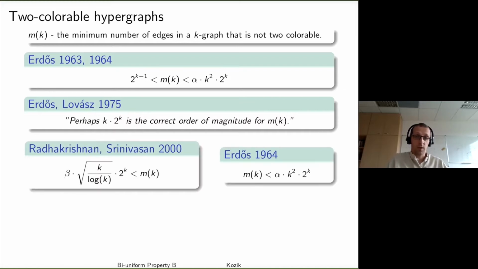What we know today are those two results. The lower bound improved a few times. The most recent improvement was by Radhakrishnan and Srinivasan over 20 years ago, and we have a lower bound like square root of k over log k times 2 to the k. The upper bound has not moved a bit. We cannot improve this Erdős result from '64 even by reducing the constant here.